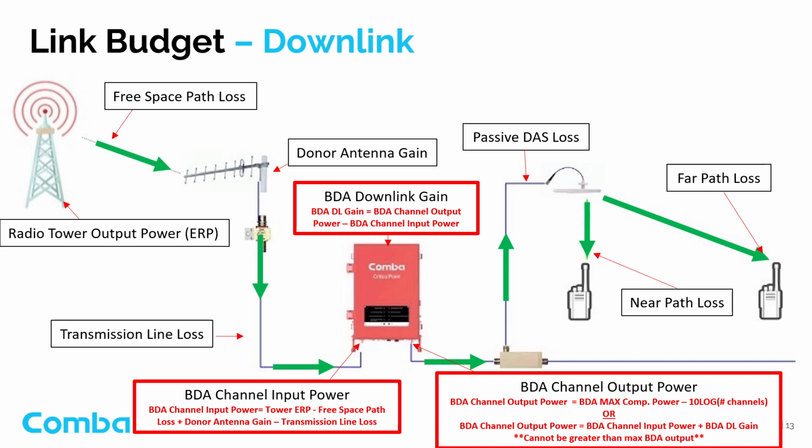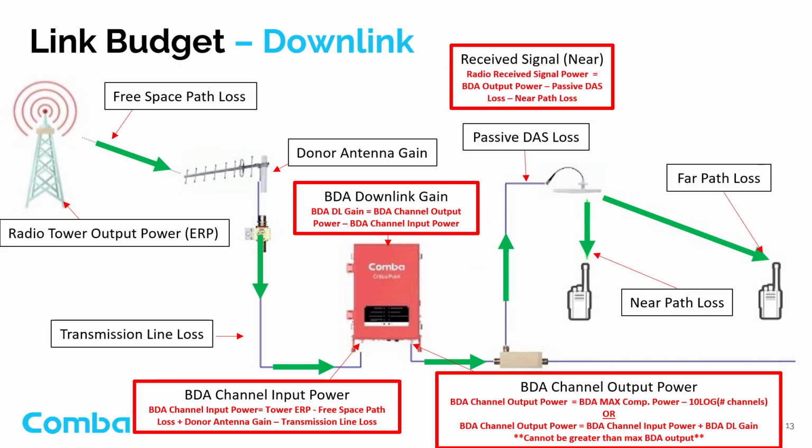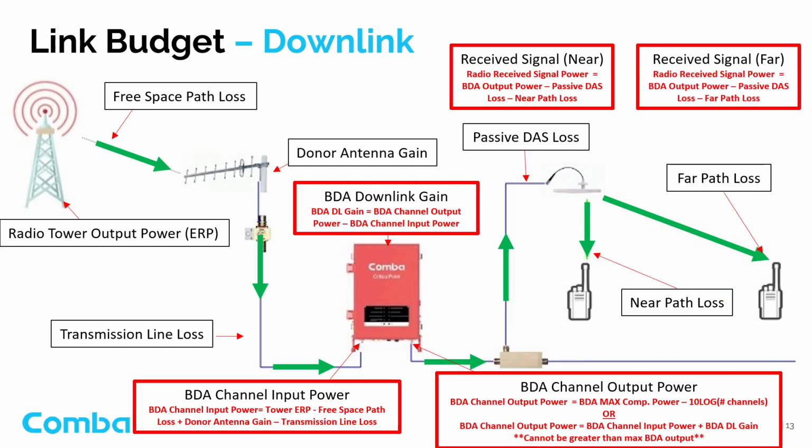To calculate the required BDA downlink gain, use the following formula. The BDA downlink gain is equal to the BDA channel output power minus the BDA channel input power. To calculate the received signal strength for the near radio, use the following formula. The near radio received signal power is equal to the BDA maximum channel output power minus the passive DAS loss minus the near path loss. To calculate the received signal strength for the far radio, use the following formula. The far radio received signal power is equal to the BDA maximum channel output power minus the passive DAS loss minus the far path loss.